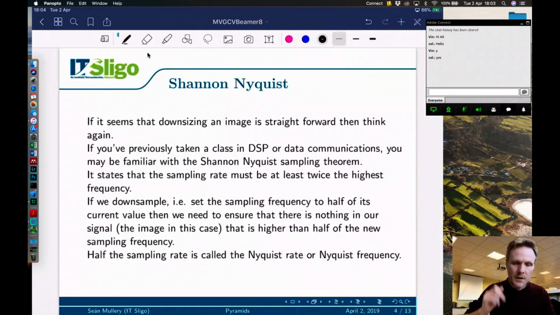Now, it may seem that downsizing an image is a fairly straightforward job, okay? But it really isn't, okay? So the problem here is one that I cover a lot in digital signal processing, but it's not maybe something that many of you might be familiar with. So it's known as the Shannon-Nyquist theorem. How many of you are familiar with that?